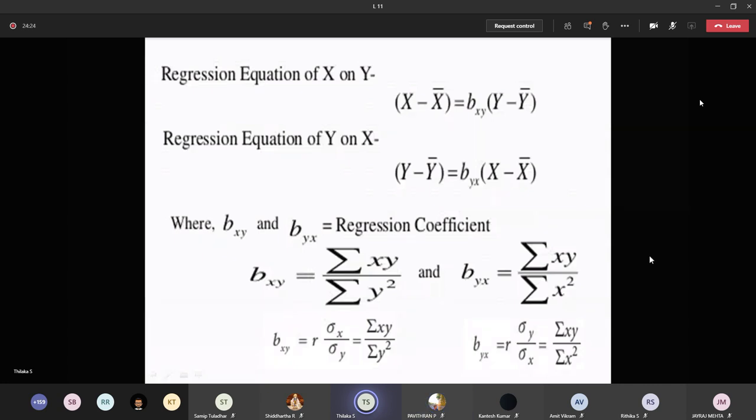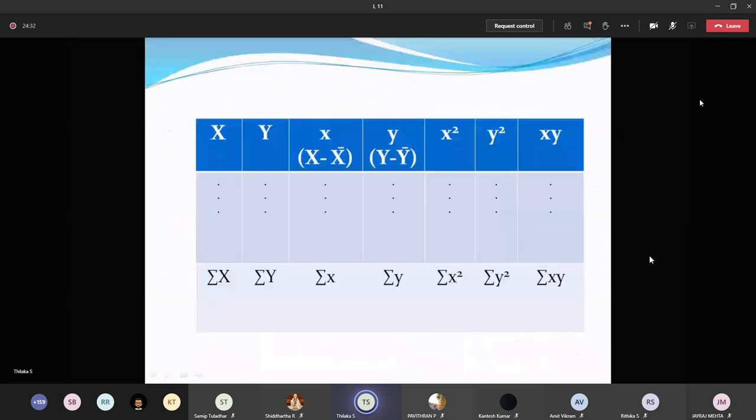So in the regression coefficient, we have the product of xy and x squared and y squared. That's why we are calculating small x squared, small y squared, and the product of small xy.